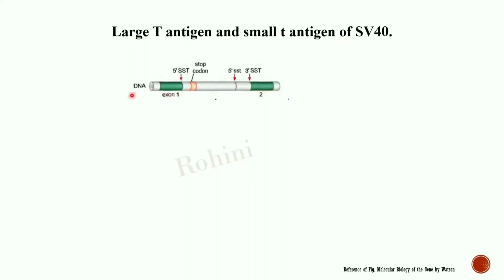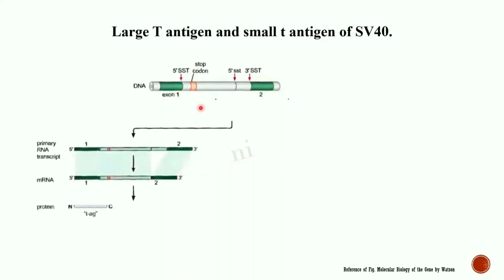When you look at this gene, you can see that there is exon 1 and exon 2, and in between there is the intron, and in the intron there is the presence of a stop codon. Now, in the first case, there is a synthesis of the primary RNA, and here there is no splicing. The intron present in this primary RNA transcript is not removed.